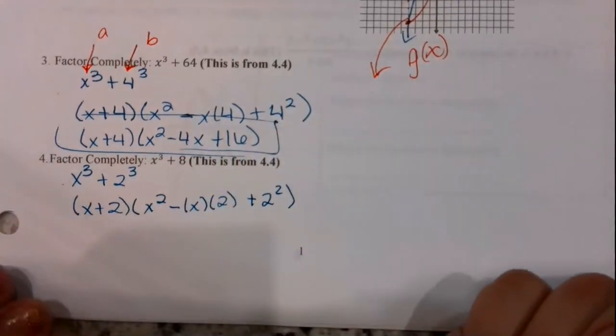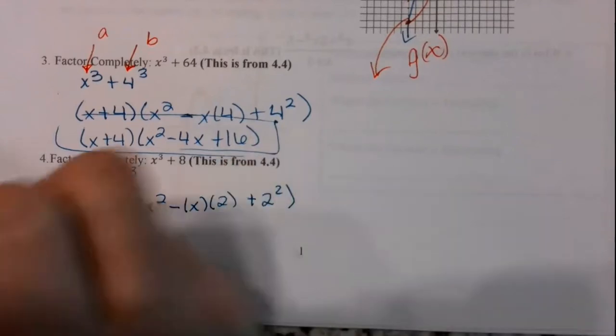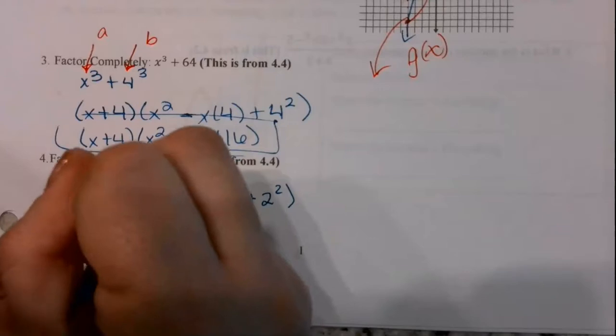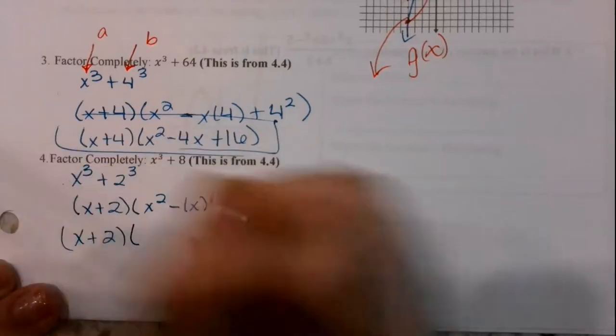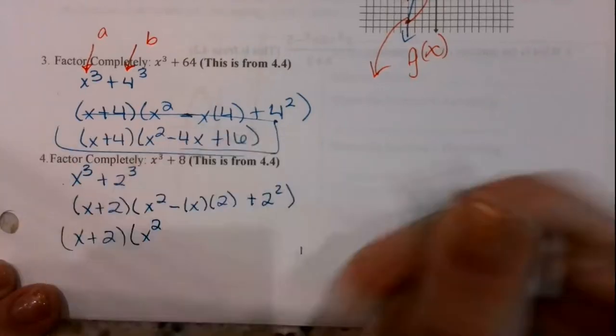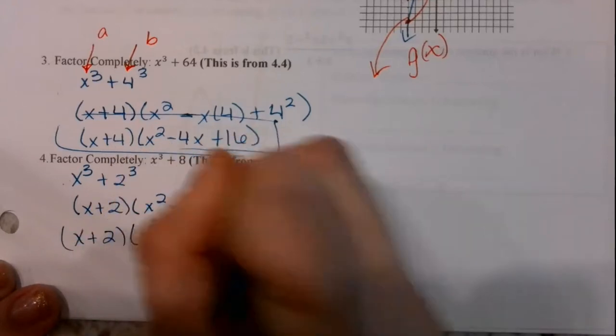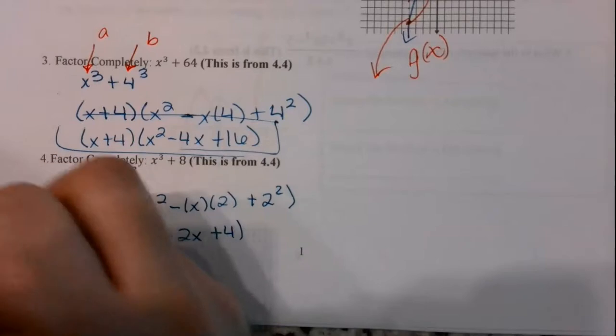Okay. Then I want to simplify this, so I have x plus 2, that doesn't change. Then I have x squared minus 2x plus 4.